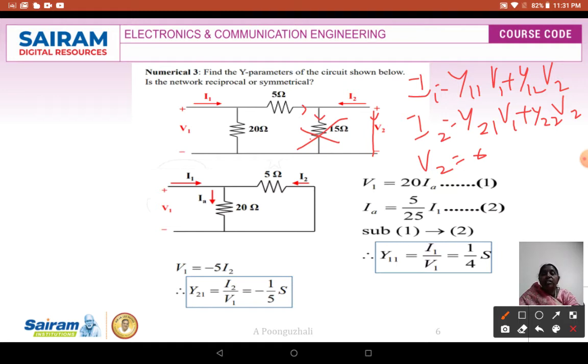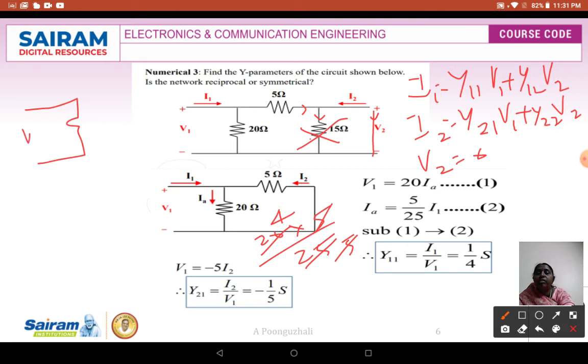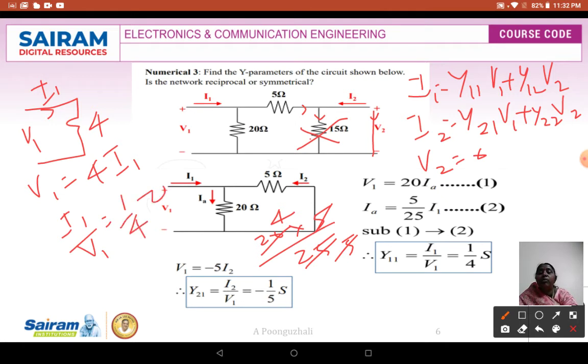So when I redraw it, these two resistors are going to be in parallel. So when it is parallel, it is going to be 20 into 5 divided by 25. If I cancel it, it is going to be your 4. Your total resistance is going to be 4. So here I can draw the circuit as, this is V1, this is your I1. Here you are going to have your 4. So now what we want is I1 by V1. V1 is equivalent to 4 into I1. So I1 by V1 is nothing but 1 by 4 mho or Siemens. So we write it as 1 by 4 Siemens there.